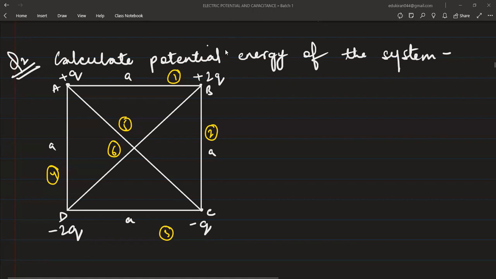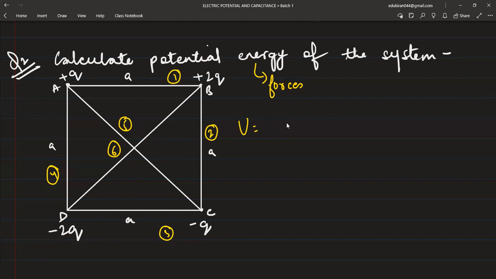We have studied that potential energy comes in the system due to interaction. Interaction means, as we have already discussed, that this is due to the forces. So if Q and 2Q are exerting force on each other, 2Q and minus Q, minus 2Q and minus Q, Q and minus 2Q. So this A point and C point, that is plus Q and minus Q, will also be exerting force, and plus 2Q and minus 2Q. That's why these diagonals also you have to count.